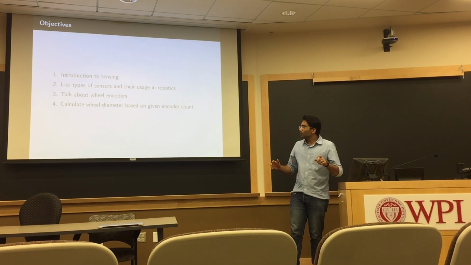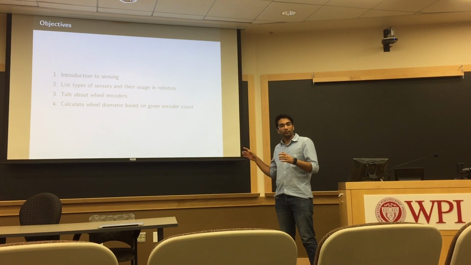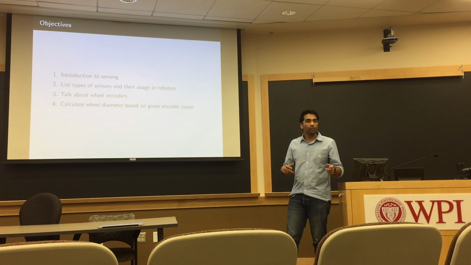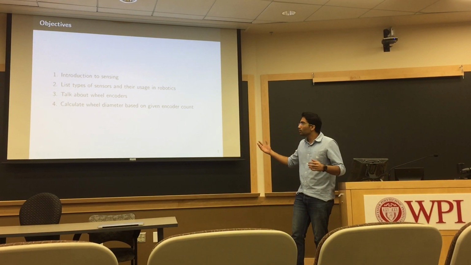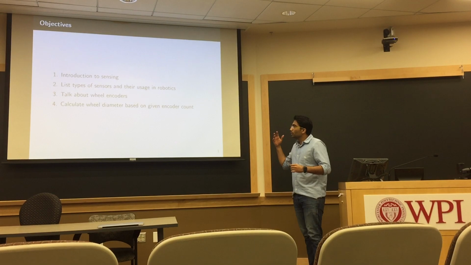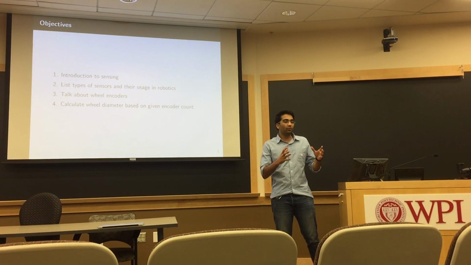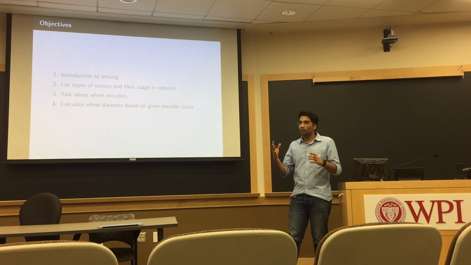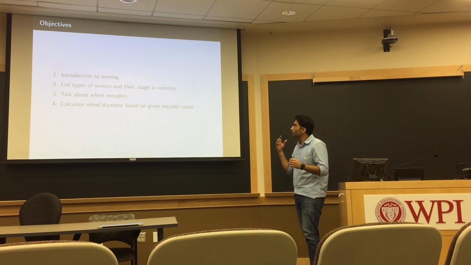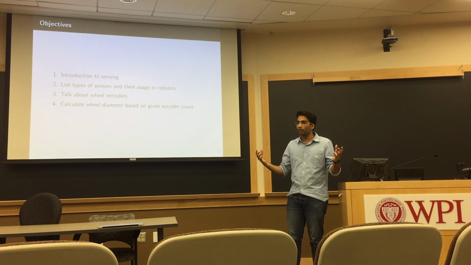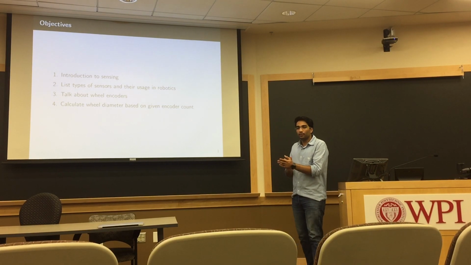So these are today's objectives. We'll be talking about sensing, just an introduction to it. Then we will list down all the different types of sensors that we can use in robotics. After that, we talk about wheel encoders, and maybe in depth about how to make calculations for wheel encoders when you have the encoder count given, and we calculate the circumference and the diameter of the wheel required. Okay, so let's start with sensing.